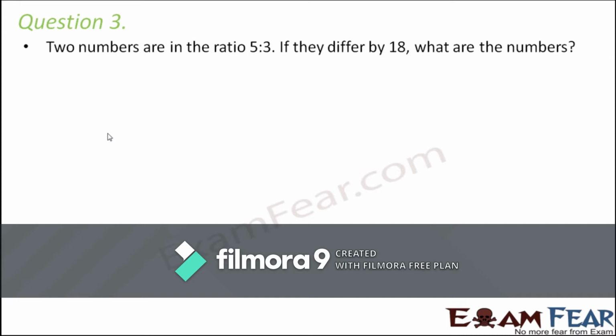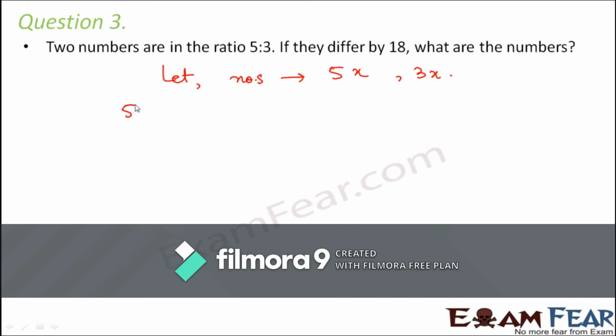Question number 3. Two numbers are in the ratio 5:3. If they differ by 18, what are the numbers? So here also, let us assume that the numbers are 5x and 3x, because they are in the ratio 5:3. Now 5:3 could be anything. It could be 50 by 30, it could be 500 by 300. So it could be anything, but it will always be a multiple of 5 by 3. So therefore we assume the numbers to be 5x and 3x, and then this x could be anything.